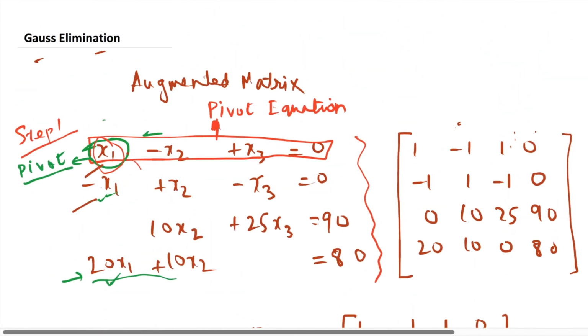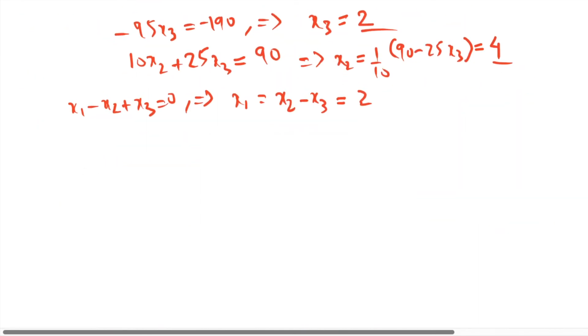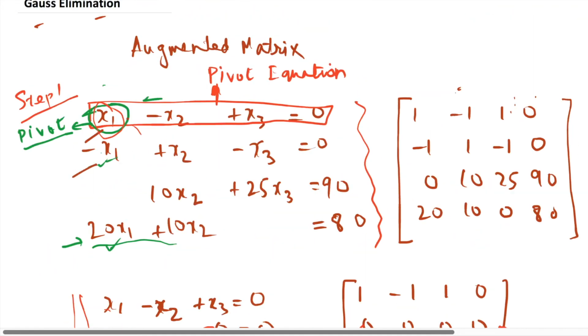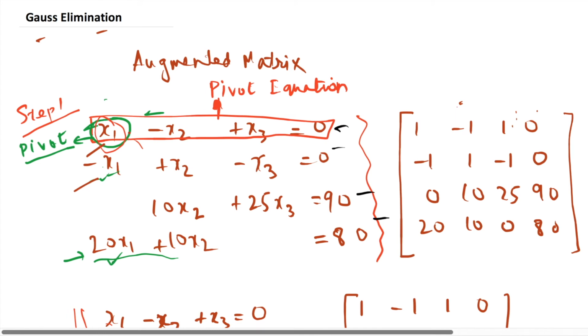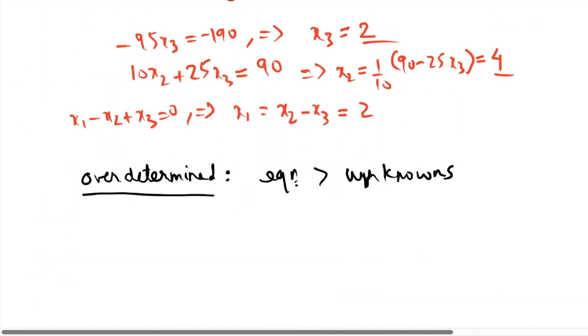Now this linear system is overdetermined, so let me write it down. This linear system is overdetermined, and what it really means is that it has more equations than unknowns. The number of equations is more than unknowns here, because the number of equations we had is 4, and the number of unknowns is just 3: x1, x2, and x3. So such a system is known as overdetermined.